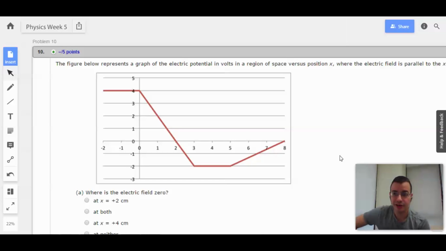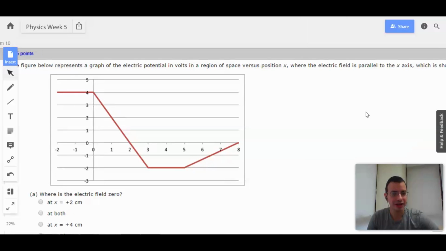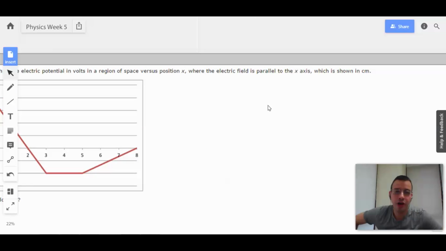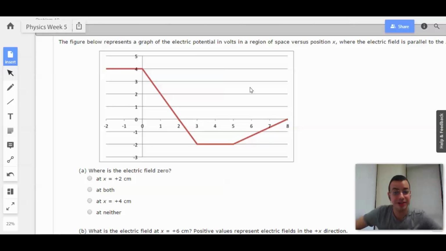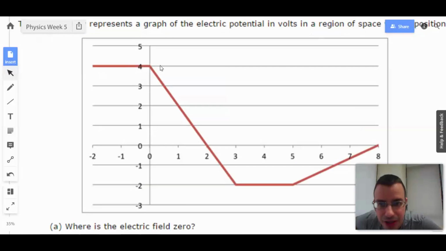Problem 10. The figure below represents a graph of the electric potential in volts in a region of space versus position x, where the electric field is parallel to the x-axis, which is shown in centimeters. What is the electric field at 0? Might actually be 0 at 0.